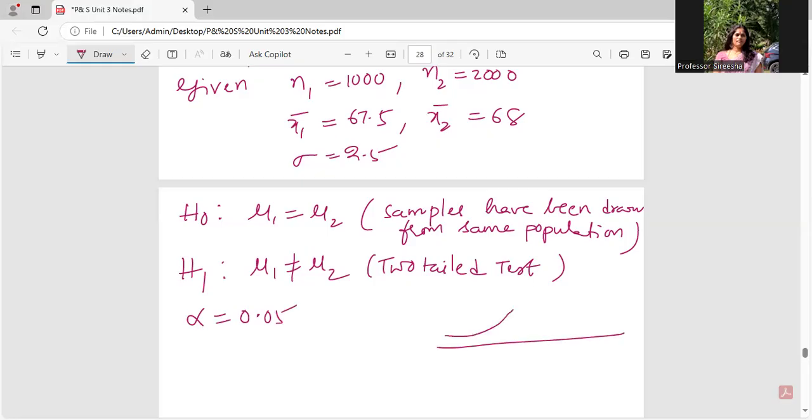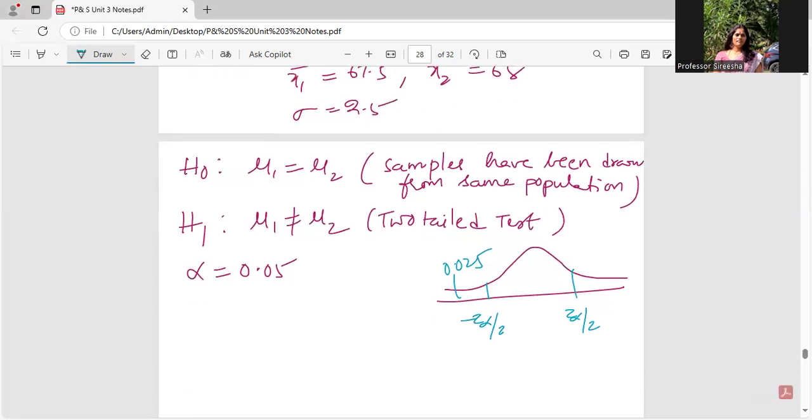Since I've taken it to be two-tail, this will be 0.025, Z alpha by 2 with a negative sign, and this will be Z alpha by 2 with a positive sign. Once this is done, I'll look at the sample sizes. Both N1 and N2 are greater than 30. So I'll go with the Z test statistic.